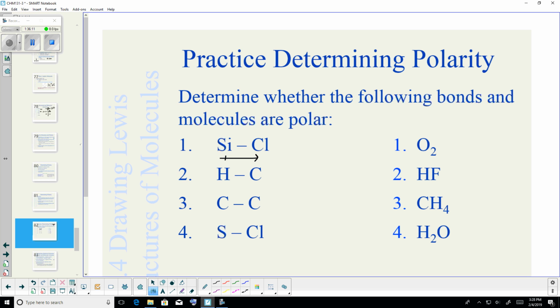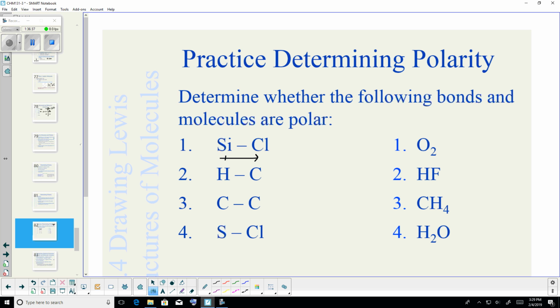Hydrogen and carbon, their electronegativity difference is below 0.4, so these are nonpolar. Carbon-hydrogen is nonpolar. Here, carbon-carbon definitely is nonpolar because it's the same on both ends. Sulfur-chlorine is close, but I think it's polar. Oxygen, would it be polar or nonpolar?